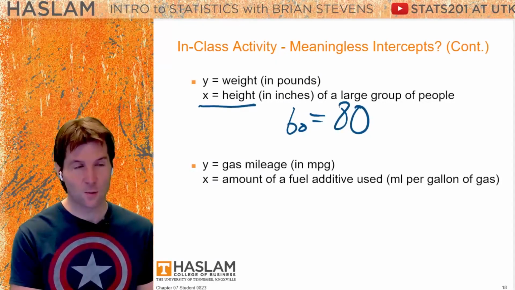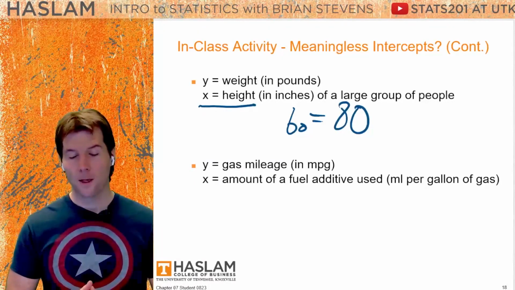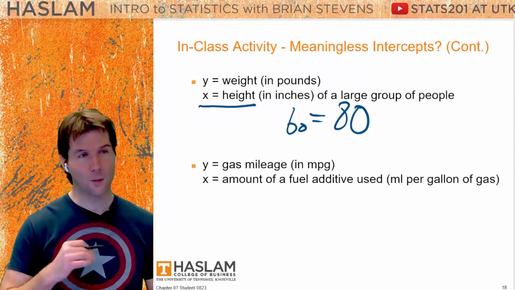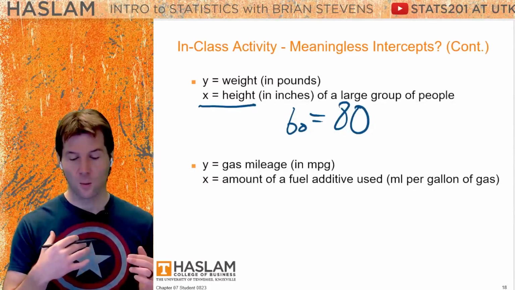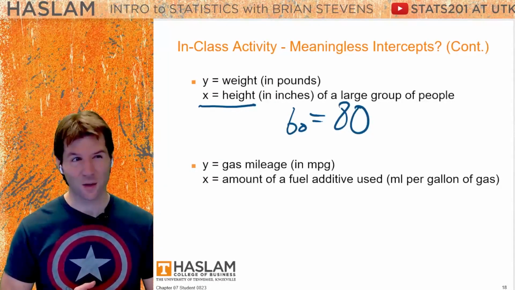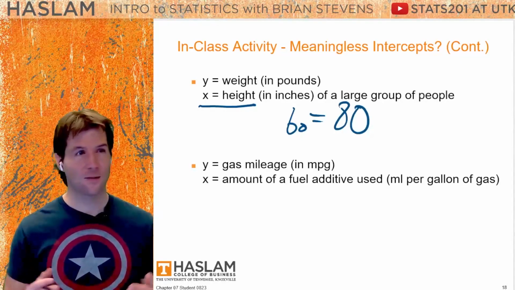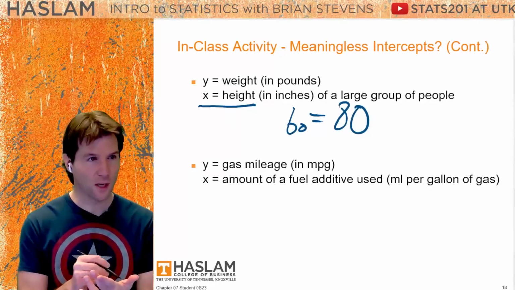Remember, when x is equal to 0, I'm just making up these B0 numbers to give some interpretation. When x is equal to 0, we expect y to equal B0 on average. So when someone's height is equal to 0, we expect their weight to equal 80 pounds on average. Why is that illogical? You can't have a height of 0. I'd say this is illogical because you can't have a height of 0.